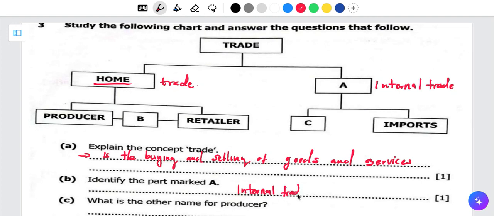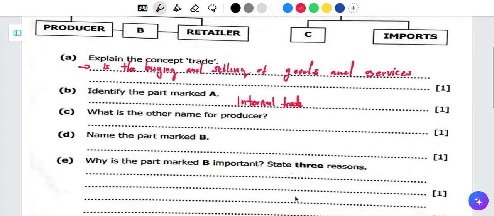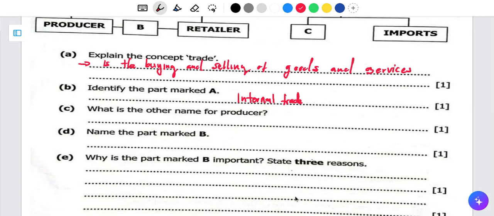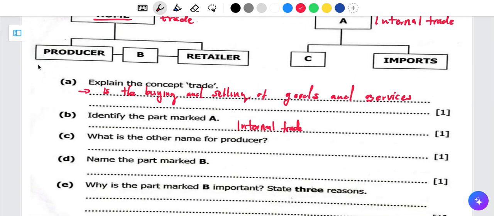And then question C says, what is the other name for producer? These producers can also be called the manufacturers, because they are the ones which make the things that we eat, isn't it? Once they produce, they are going to sell large, in this case bulk or bulky goods, to the wholesalers. The retailers are going to sell in small quantities to the consumers.